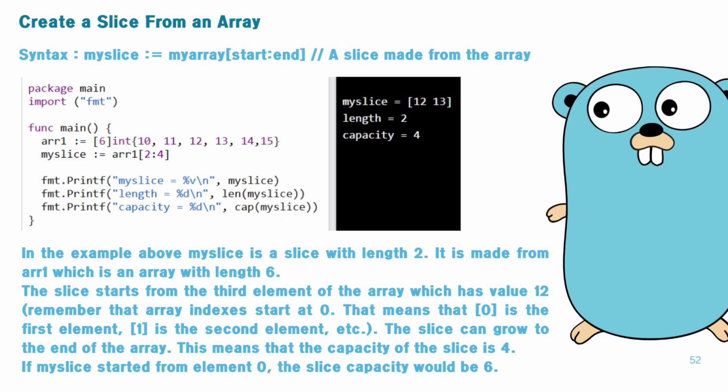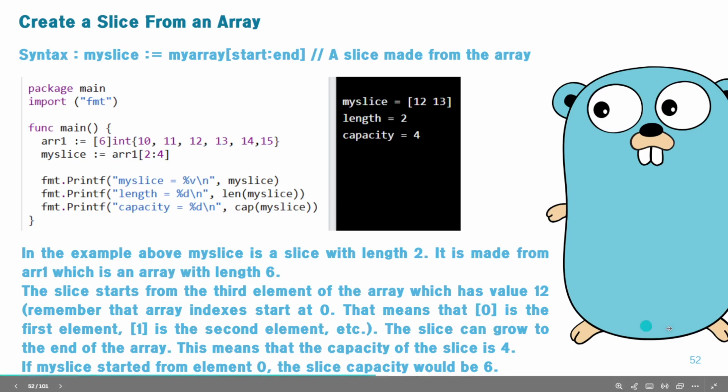And the slice can grow to the end of array. This means that capacity of slice is 4. If the slice started from 0 element, then the slice capacity would be 6. So what I mean to say here is, as we are starting from index 2, so we have 1, 2, 3, 4 as a capacity, but we are only going till the 4 index, so we have length as 2. So that is a thing. And the second element here is excluded, so basically we are just storing the second index and third index, which is 12 and 13.